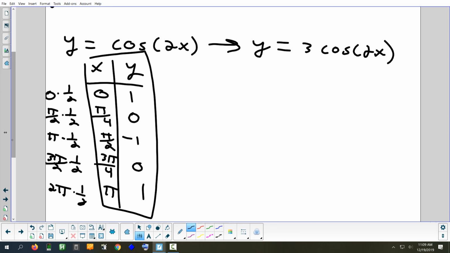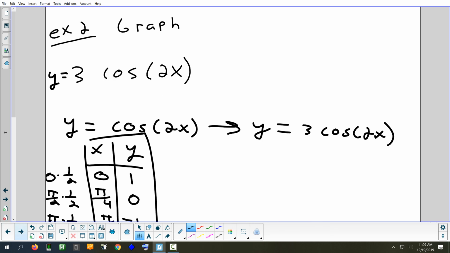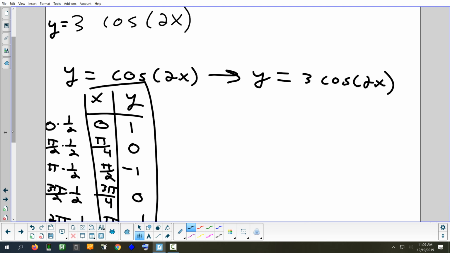Horizontal would always be inside the parentheses. Vertical stretch: just like the one where you had the 2 on the outside, now you get the 3 on the outside. That's a vertical stretch. So for a vertical stretch, which column is going to stay the same? Y. So think about which way the y-axis goes. For a vertical stretch, the y's are going to change. X's will stay the same.